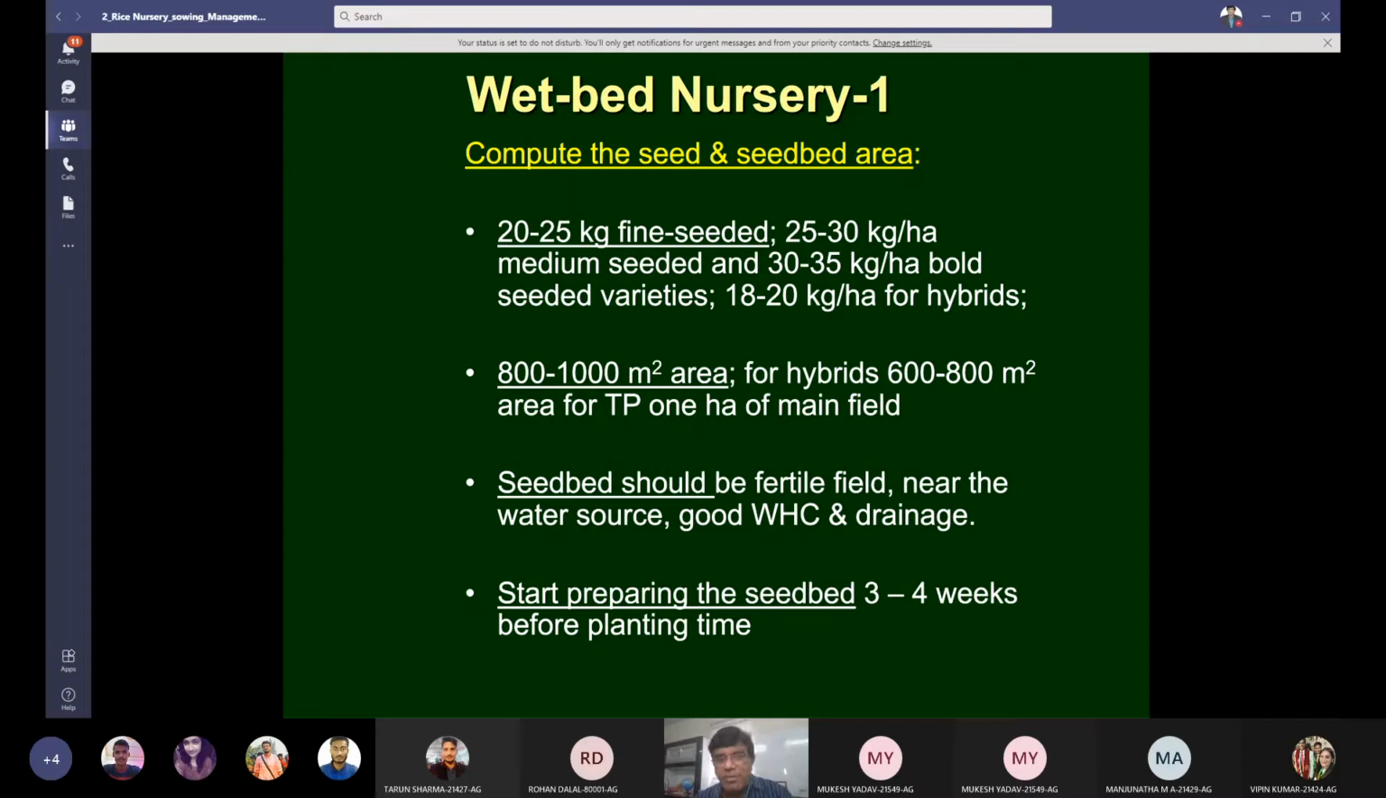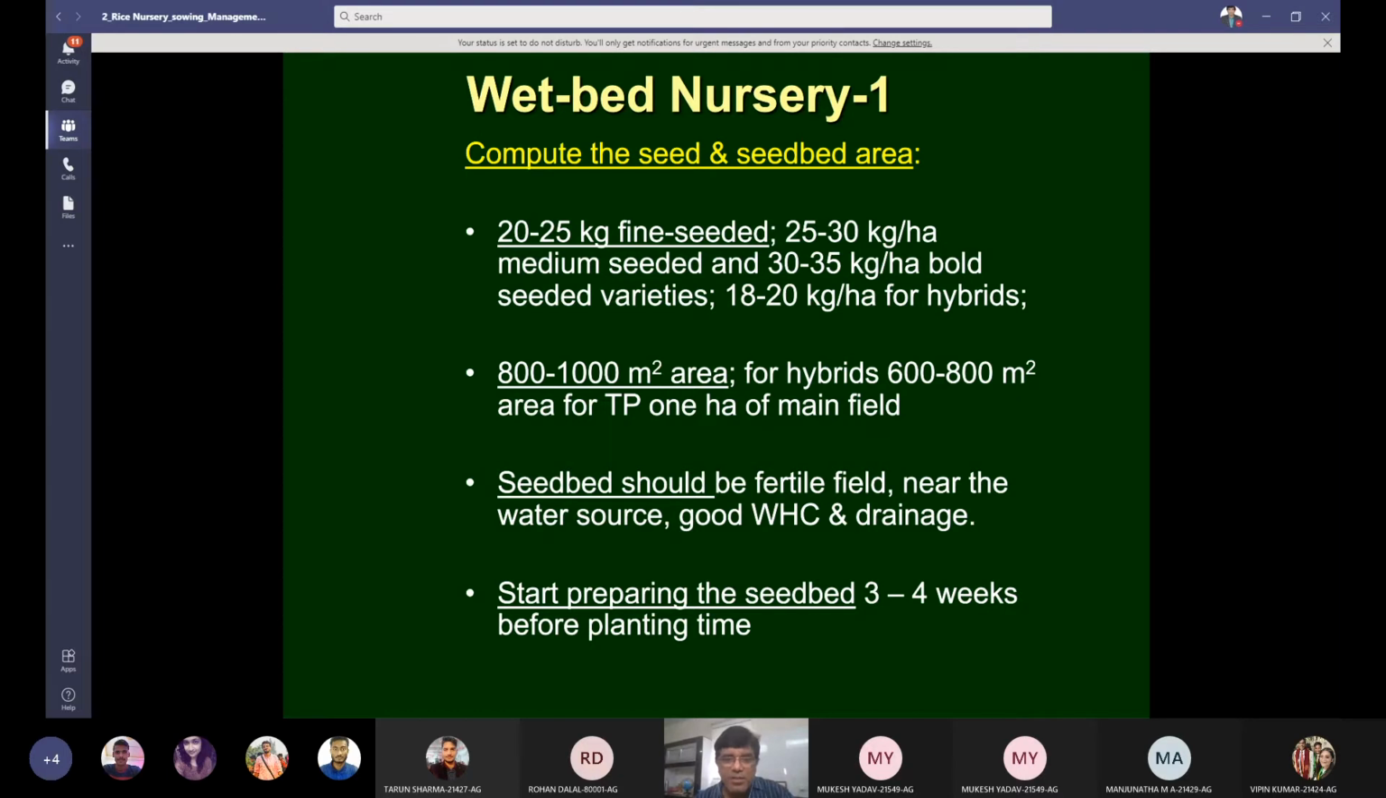First of all, we need to compute the seed rate and how much area will be required. In general, 1/10 of the transplanted area is required for rice nurseries under wet bed method, and the seed rate also varies with the varieties, like 20 to 25 kg for fine seeded variety, 25 to 30 kg for medium seeded, and 30 to 35 kg for bold seeded varieties. If you have hybrids, only 18 to 20 kg per hectare of seed is required. Because in hybrid, you do not transplant two or three seedlings. For hybrids, only one seedling is recommended for transplanting. So you need less seed.